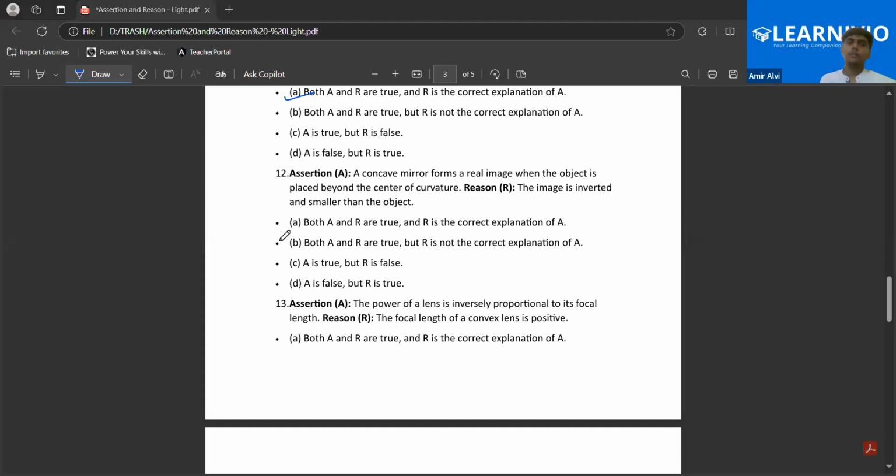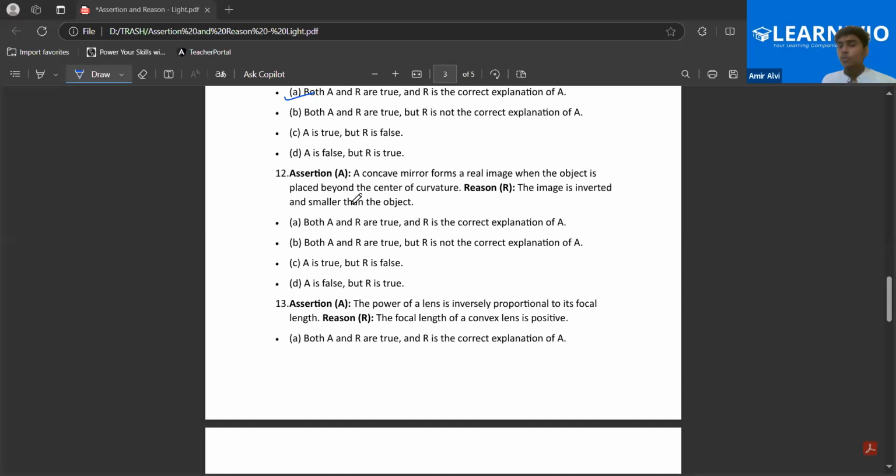Check it. So let's see. A concave mirror forms a real image when the object is placed beyond the center of curvature. Yeah, the assertion is right, because when the object is placed beyond the center of curvature, the image formed is real. The image is inverted and smaller than the object.